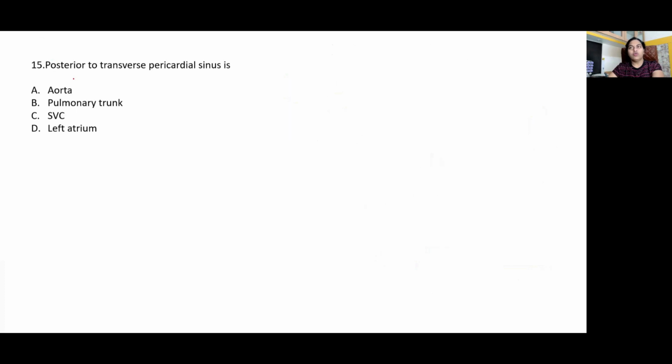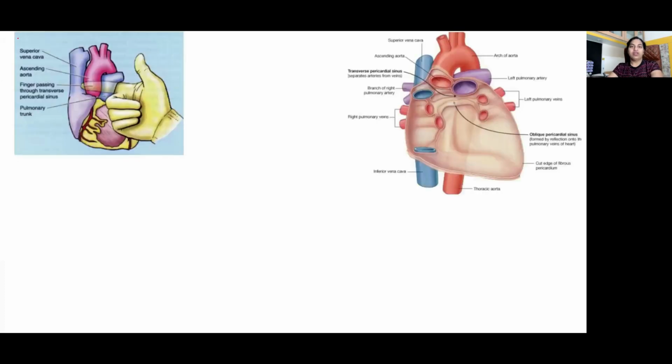15th question. Posterior to the transverse pericardial sinus, what is the posterior relation? Superior vena cava. So pericardial sinuses, you should be thorough. There are 2 in number, the transverse pericardial sinus and the oblique pericardial sinus. The transverse pericardial sinus is anteriorly related to the ascending aorta and the pulmonary trunk. Posteriorly it will be related to the superior vena cava.